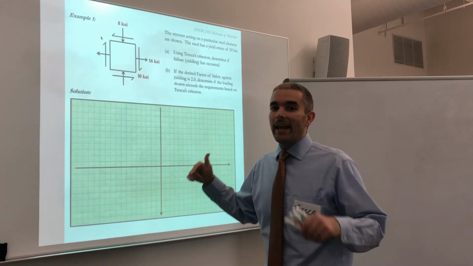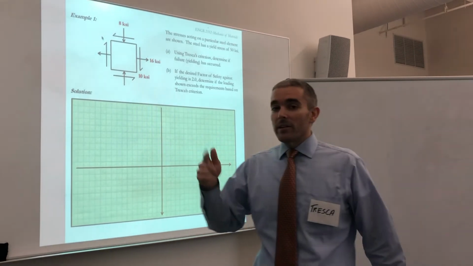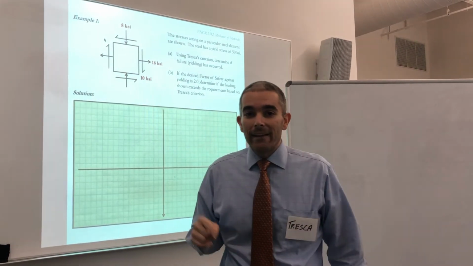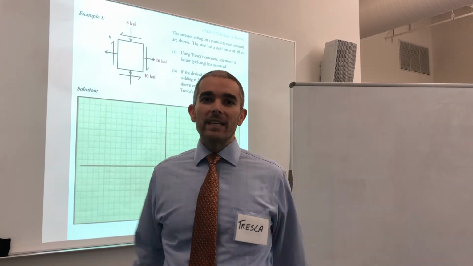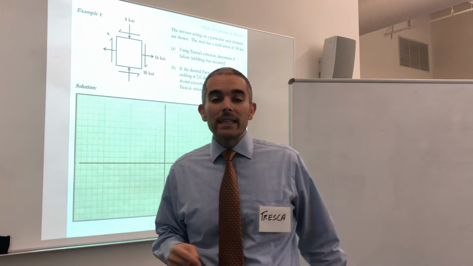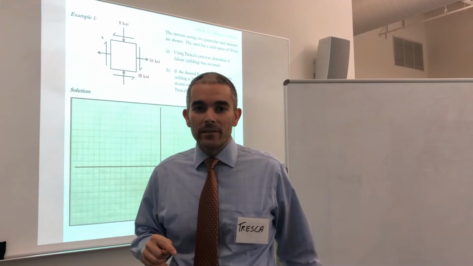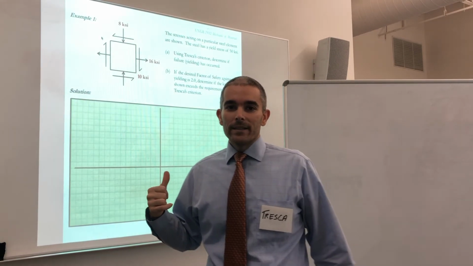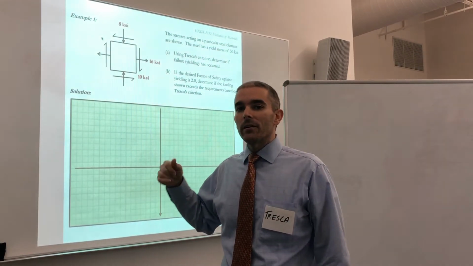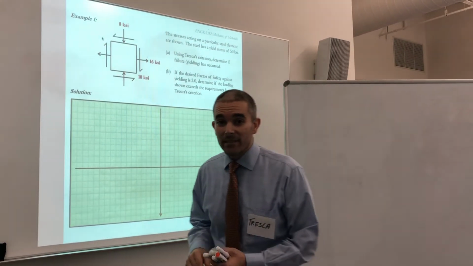So let's go ahead and solve this. Now remember, Tresca's criterion says that failure occurs when the absolute maximum shear stress reaches a critical value. So we need to determine the absolute maximum shear stress. And I think the easiest way is to use Mohr's circle. So let's go ahead and plot Mohr's circle for this particular case of stresses.